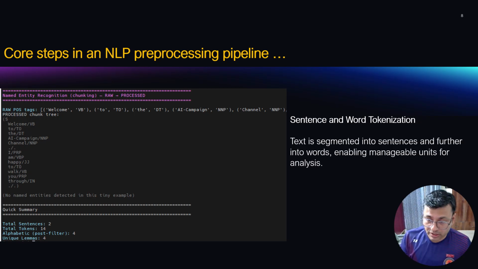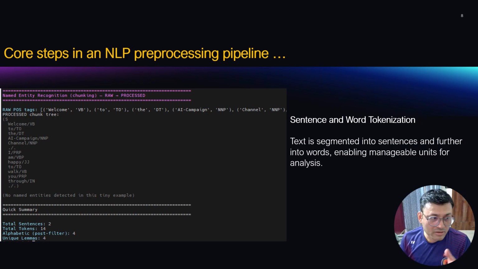Now what we see on the screen, POS tagging. Text is segmented into sentences and further into words, enabling manageable units for analysis. What is POS? We learned about it in the last video. Part of speech tagging labels each word in a sentence with its grammatical role, for example noun, verb, adjective, adverb, and so on, just like plain English grammar. This helps us understand sentence structure. For an example, the cat sat on the mat.